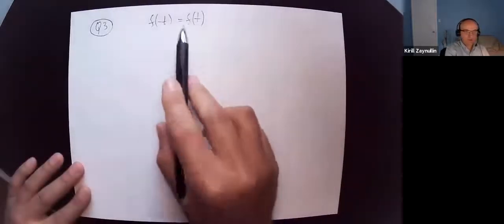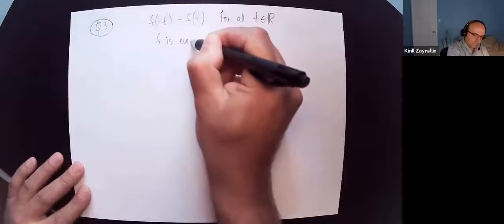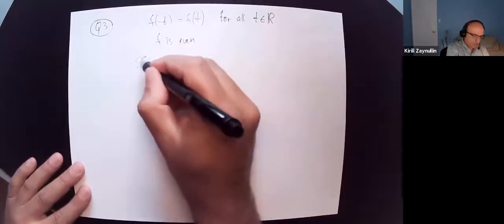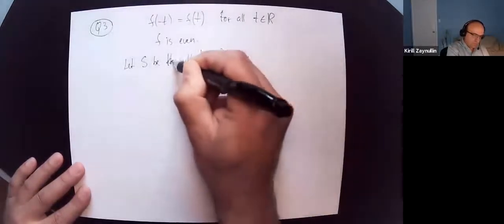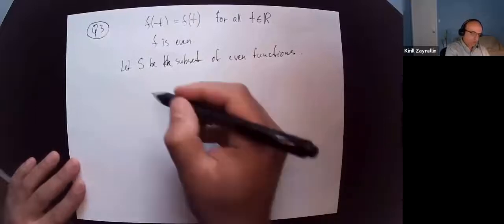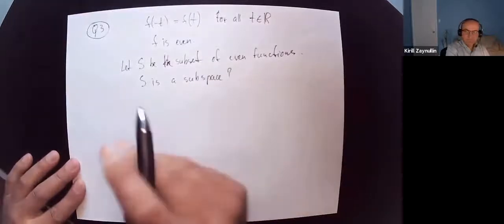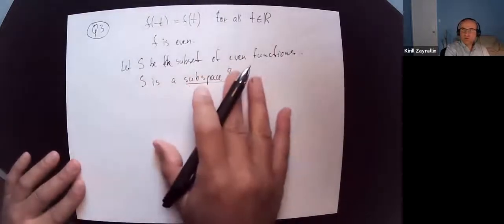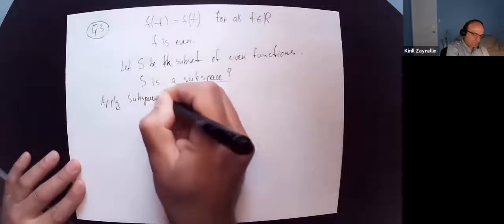So there's another function which satisfies this equality for all T. So F is even. And then the question is, what if you just look at the subset of even functions? So let's denote it by, again, S, the subset of even functions, the one from the assignment. Yeah? Okay. And the question is whether S is a subspace. And again, since it's a question about subspace, it's a story about how one applies the subspace test, right? So apply the subspace test.